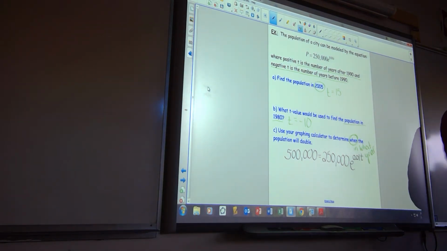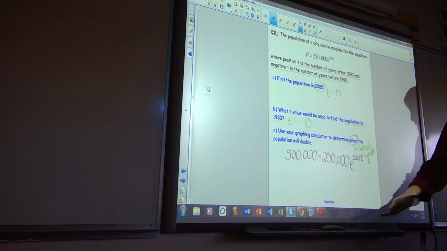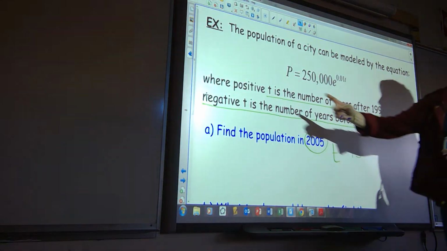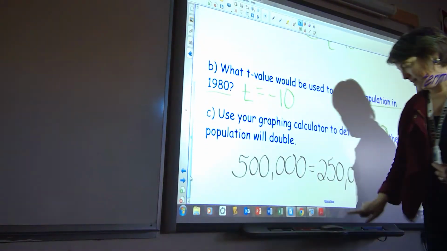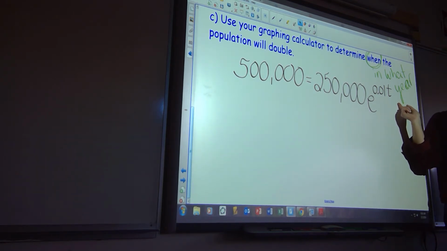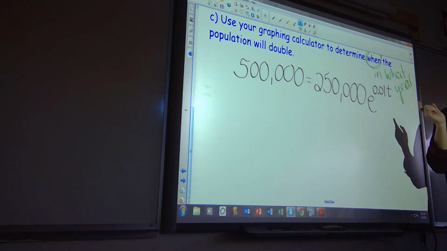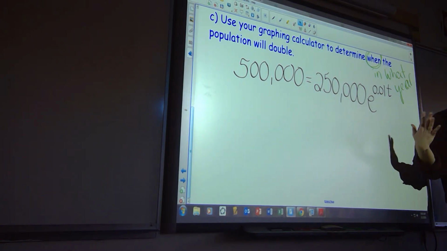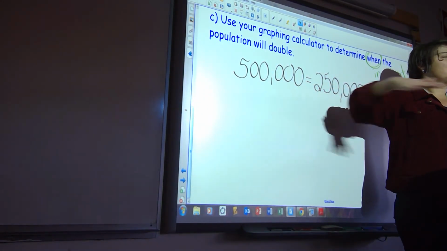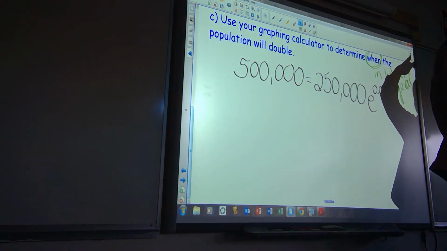And look at where your variable is. It's in the exponent. Let me make this a little bit bigger. So now, your job is to solve this equation, but your variable's in the exponent. You can't subtract it out of the exponent. You can't divide it out of the exponent. You can't radical it out of the exponent. So this is where you need to use your graphing calculator. Now, these are ginormous numbers. That's going to make your window be crazy.